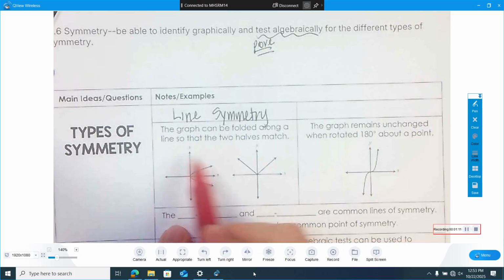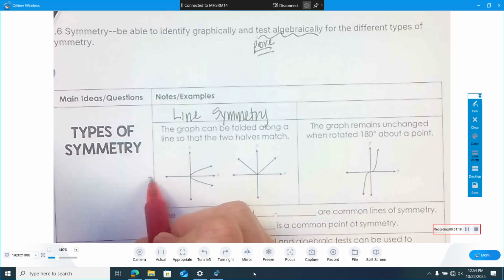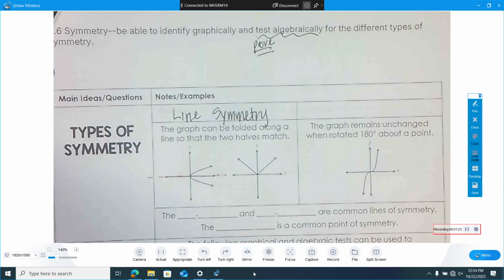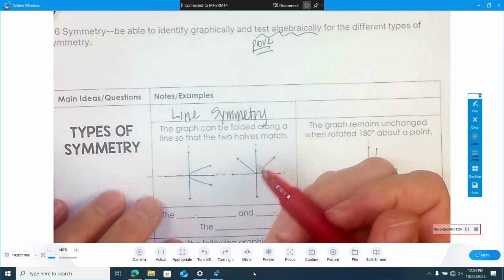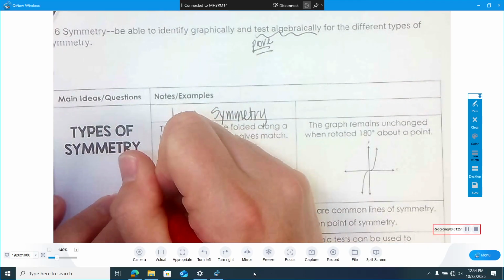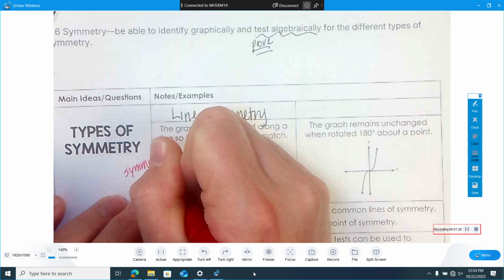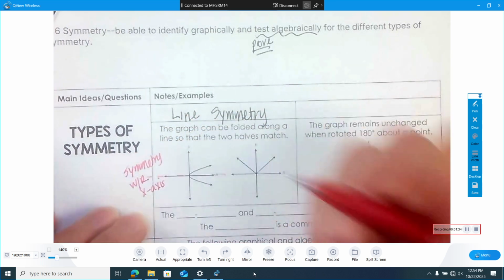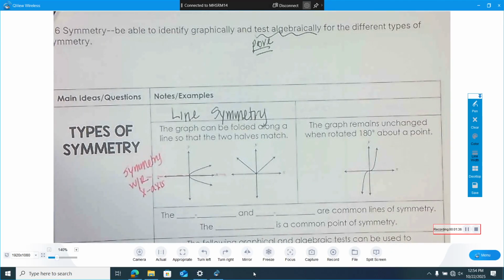And so here in this first picture, what line are we folding on? X-axis, yeah. So here we could fold that graph in half along the x-axis, and that would be called symmetry with respect to the x-axis, or x-axis symmetry, if you will. Symmetry with respect to the x-axis, because it would fold right on top of itself across that x-axis.